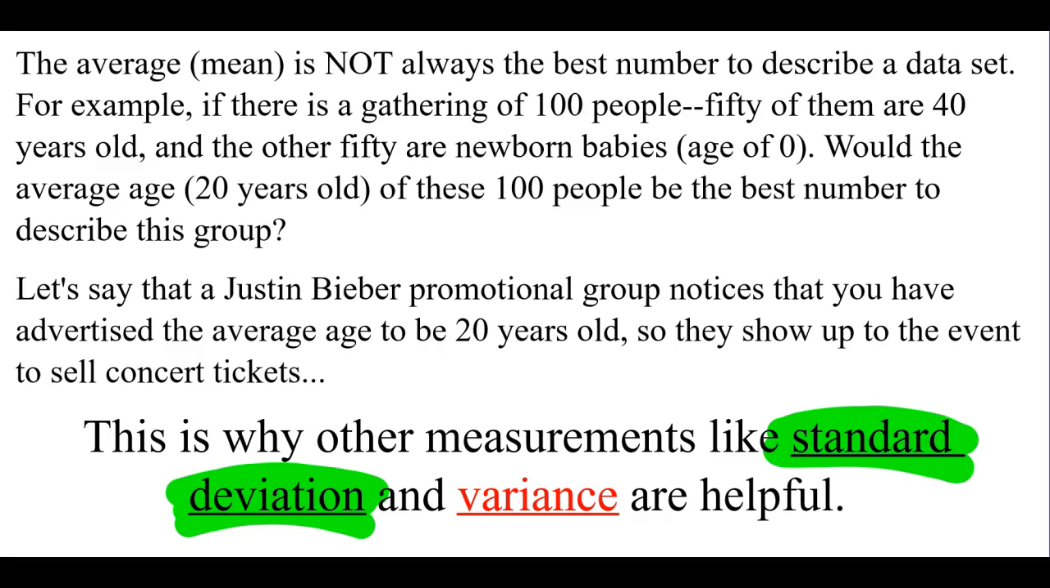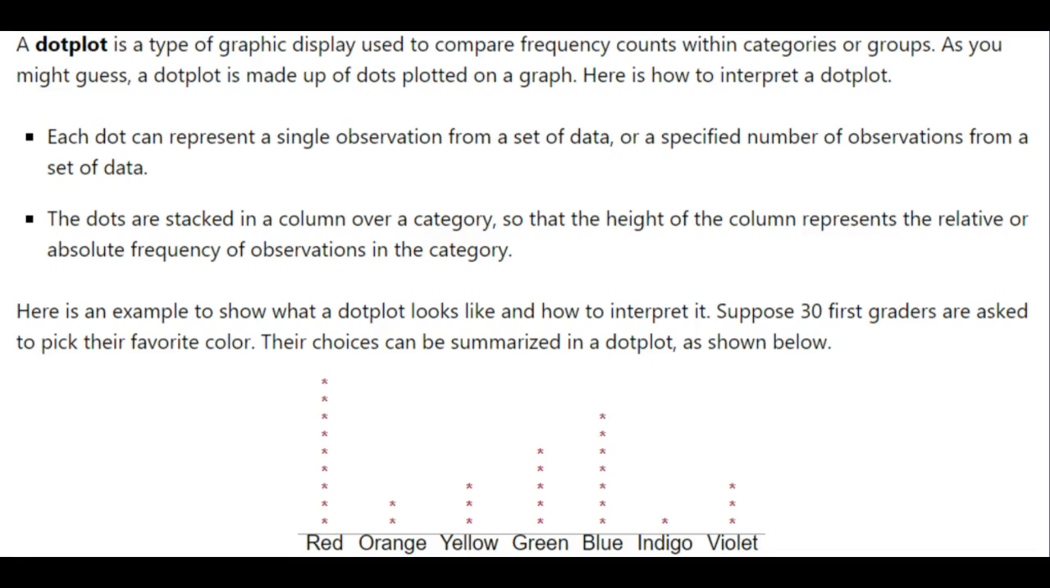So if we're talking about 40-year-olds and 0-year-olds, is that a big spread? Yeah, it's similar to range in some ways. The standard deviation would be pretty big, which tells me that a lot of the data is very spread out from the middle. So if I was a Justin Bieber promotional group and knew that had a very large standard deviation, that would probably tell me that there's not a lot of 20-year-olds in the room. They're probably either really old or really young.